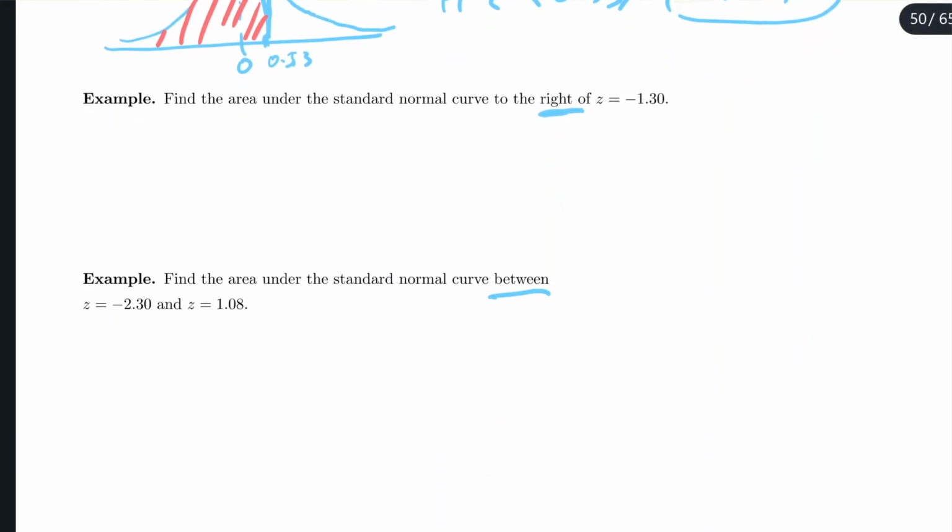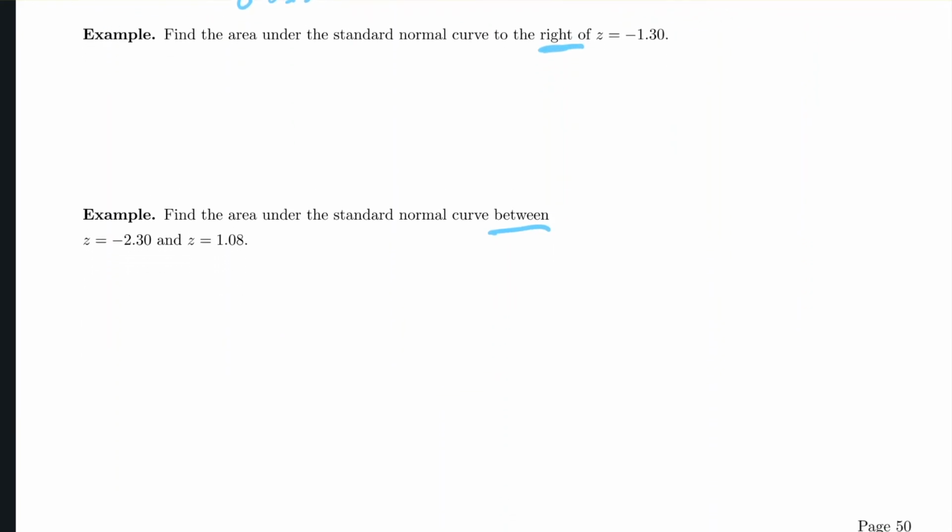The second problem, find the area under the standard normal curve right of negative 1.30. You need to pay attention to this word right. That's why we sketch the graph. For the standard normal distribution, the mean is always 0. This is negative 1.30. It should be left of 0. So somewhere here. And we want to find this area.